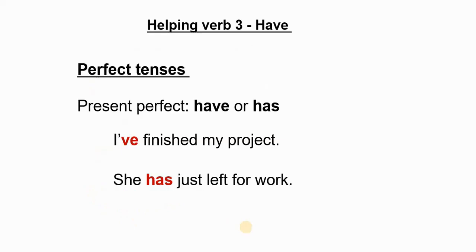Helping verb number 3 is have. We use have to form perfect tenses. In the present perfect, we use have or has. For example, I've finished my project. So I've here is a contracted form of I have. I've finished my project. She has just left for work.